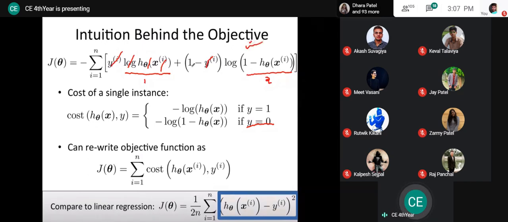Right? So this is, you can say, the same representation, but now instead of writing the two separate equations, this one whenever y is equal to 1 and this one whenever y is equal to 0, we have combined it into a single equation with the help of this y and 1 minus y.